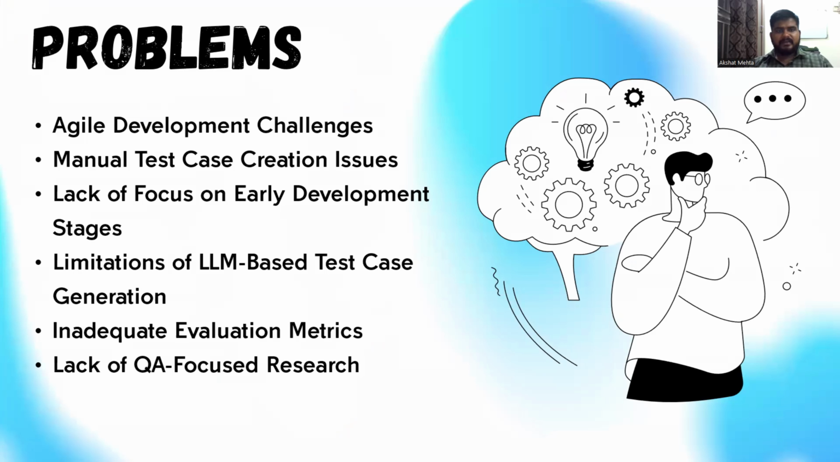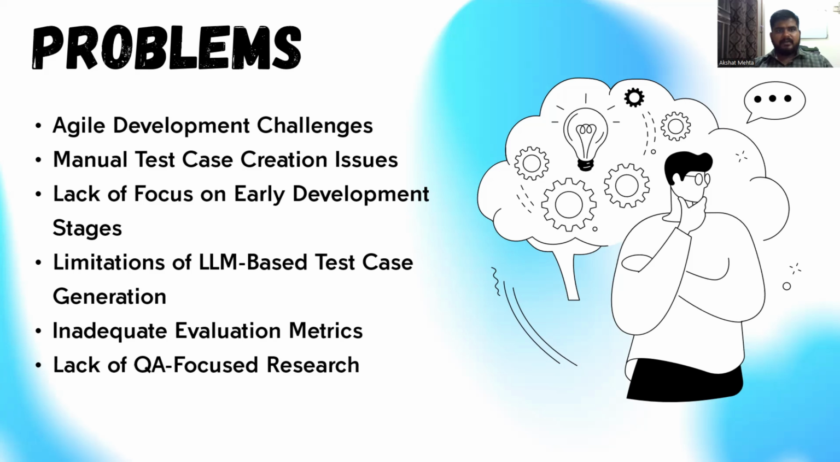Agile development challenges. First, speed and flexibility in agile methods often compromise detailed test case preparation, leading to quality issues. Second, manual test case creation issues. Manual test case creation remains slow, time-consuming, and error-prone, causing inefficiency. Third, lack of early development focus. Insufficient attention to early project stages often leads to incomplete requirements and inadequate testing.